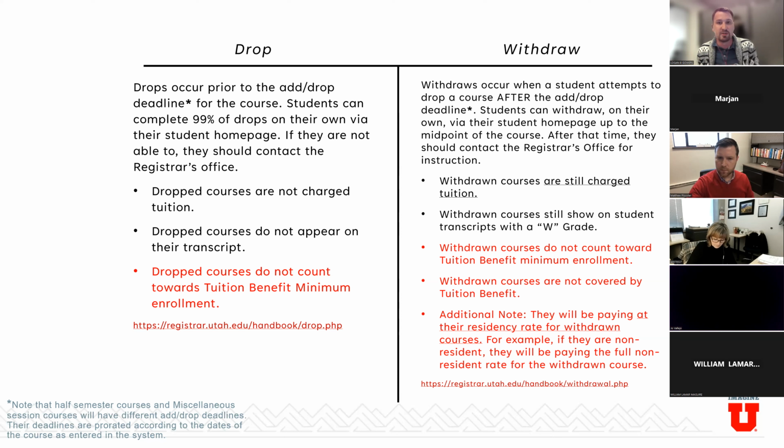Moving on to our red bullets, you'll notice that withdrawn courses do not count towards the tuition benefit minimum enrollment either. So just like dropped courses, if they withdraw from something, they may be at risk of losing their TB. Additionally, withdrawn courses are not covered at all by tuition benefit. Students are going to be required to pay for that course separately. And as an additional note, they will be paying at their residency rate for withdrawn courses. So for example, if they are a non-resident and they withdraw from a course, they will be paying the full non-resident rate for that withdrawn course. The waiver does not cover that.